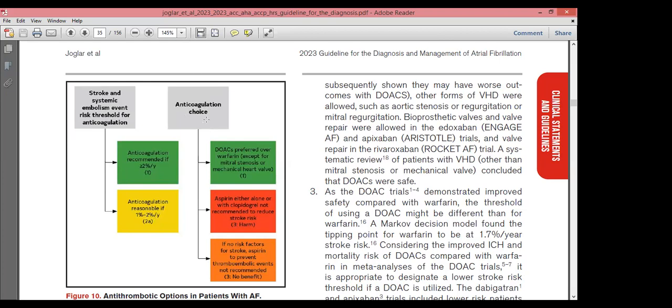Then the anticoagulant of choice, class 1 recommendation: they said the DOACs are preferred over warfarin, except in patients that have mitral stenosis and mechanical heart valves. Then class 3 recommendation: do not use aspirin with or without clopidogrel to reduce stroke risk, it is harm. Then this is class 3 with no benefit. So if no risk for stroke, aspirin should not be used to prevent thromboembolic events.